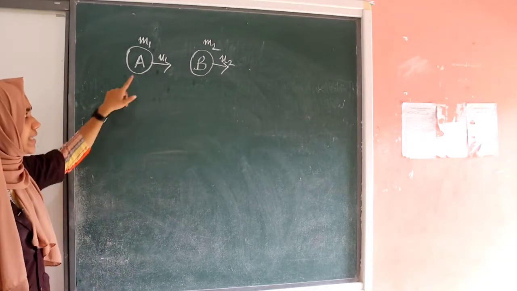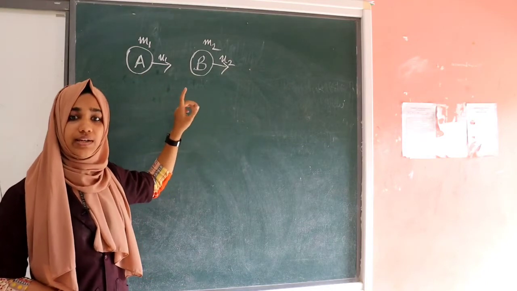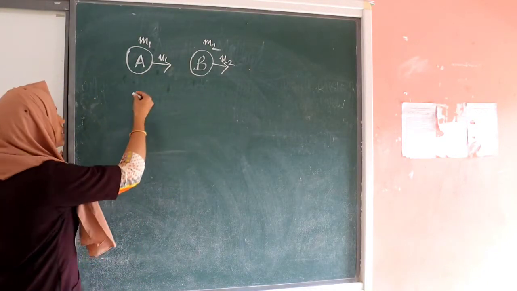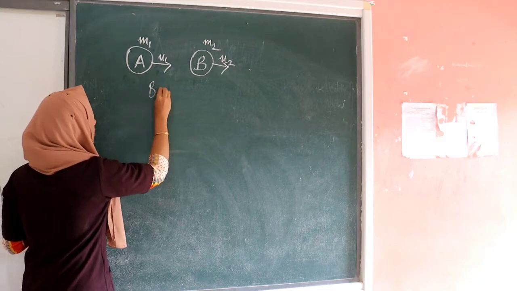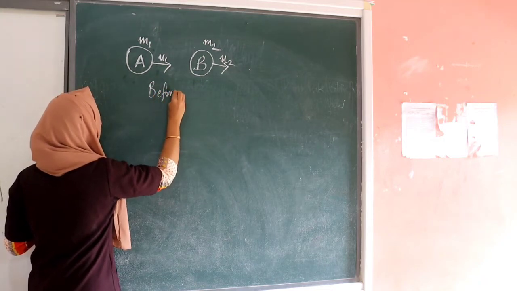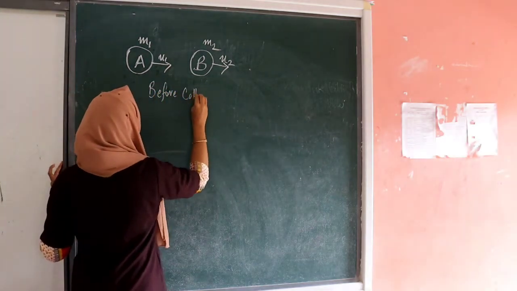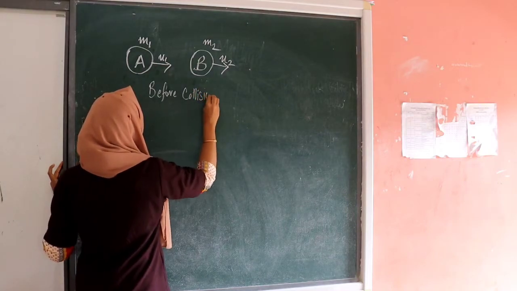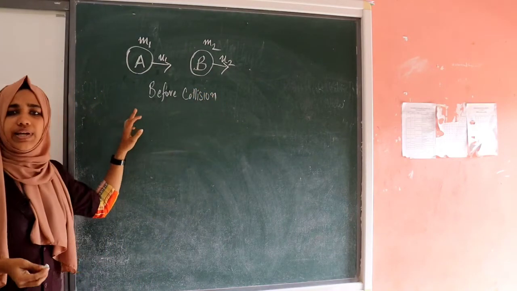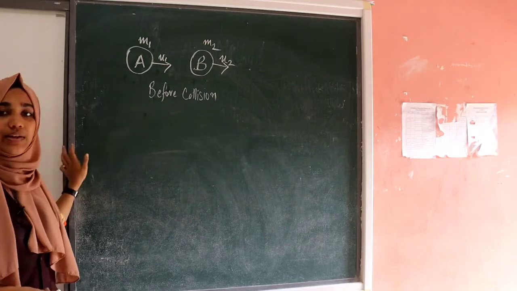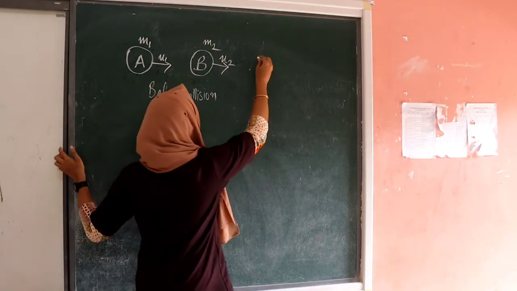U2. After they collide with each other, their velocities change. So this takes place before collision. Okay, before collision. When they collide with each other, their velocities change.